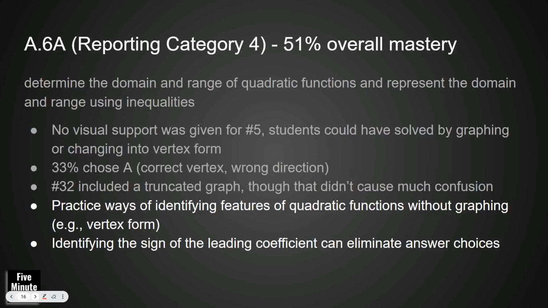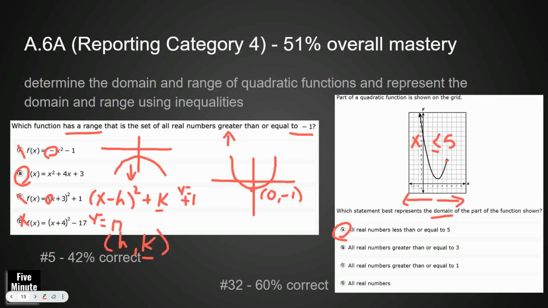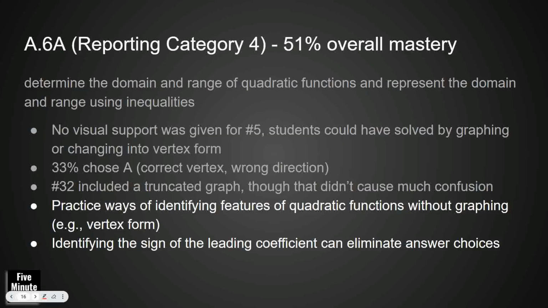So there's no visual support for number 5. We could graph it, we could change everything into the vertex form, or we could just use the clues like I showed you. 33% chose A. So just immediately this -1 is sitting right there, and that -1 is fine for the vertex. It's this negative symbol out front that's going to make it open down rather than open up. And so we had 33%, almost as many students choose that. They probably saw that and said, oh, this is so easy, I don't need to graph, which is why they had that as a distractor to try to tempt kids to not look at any of the other choices.